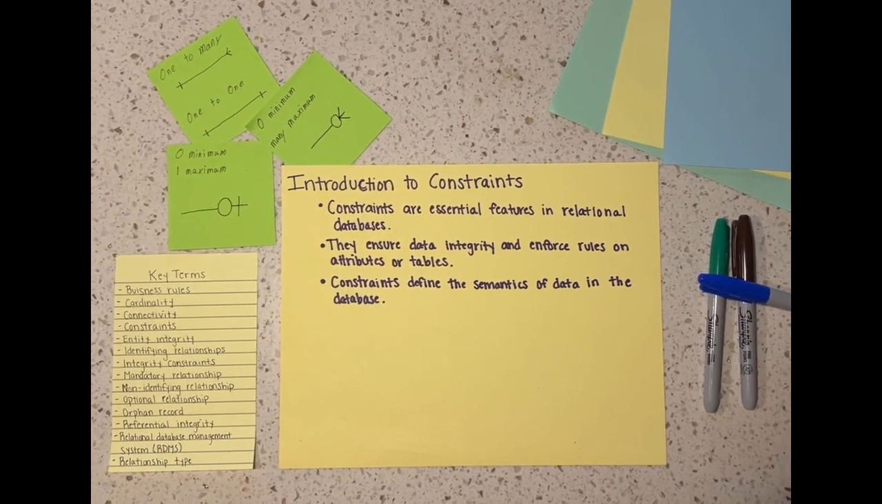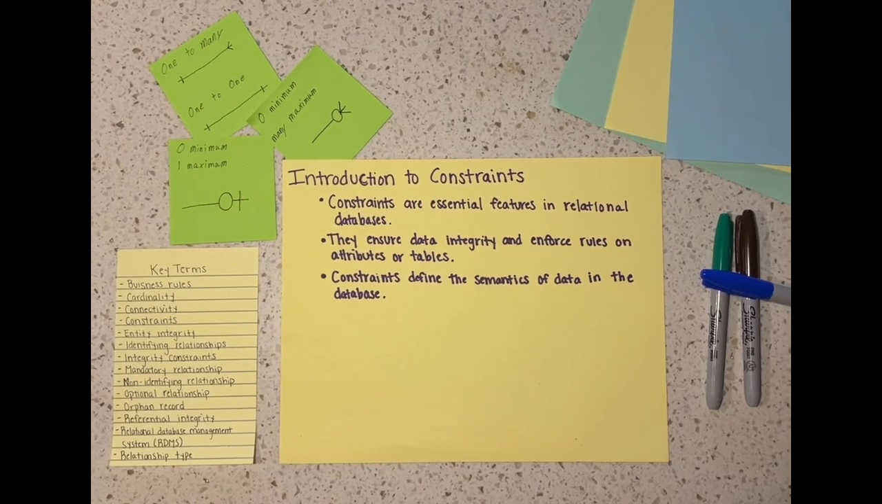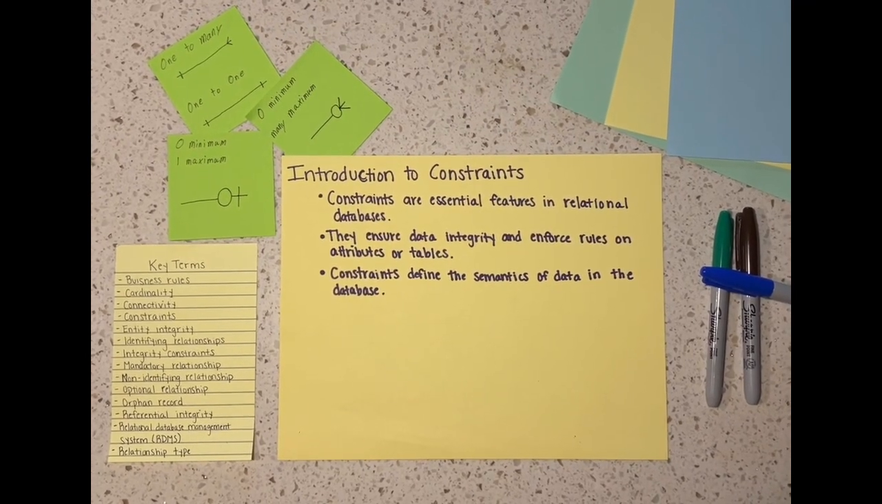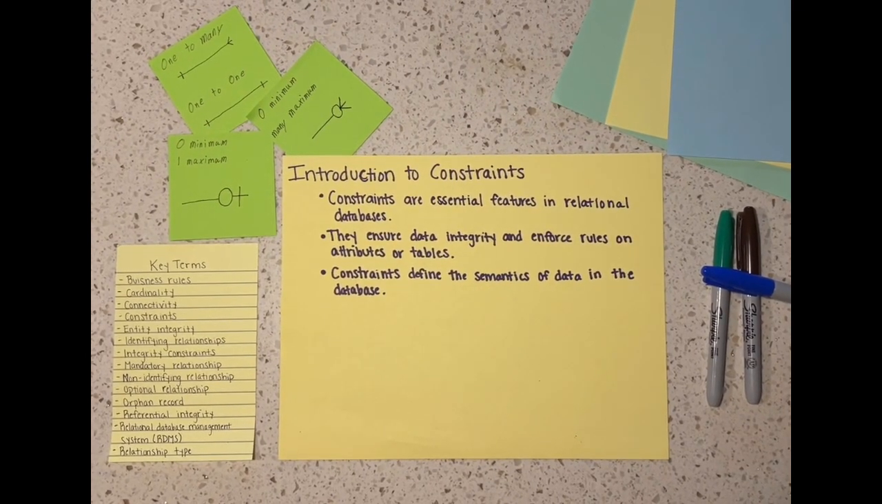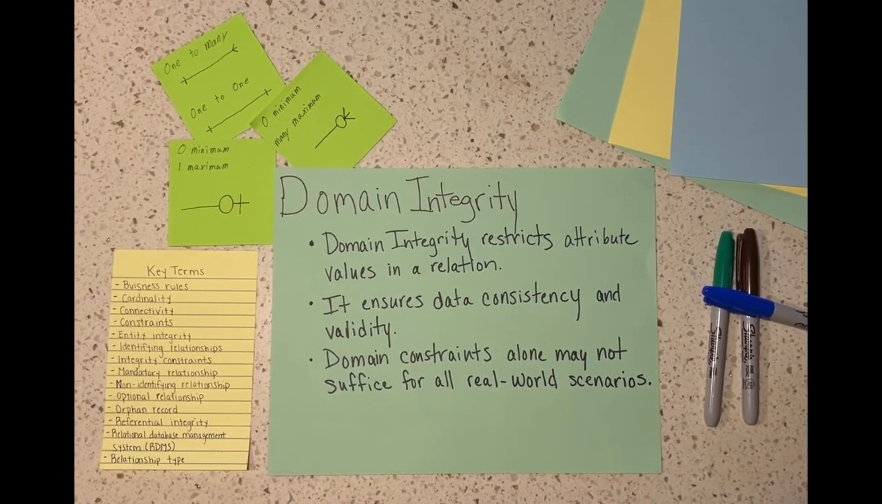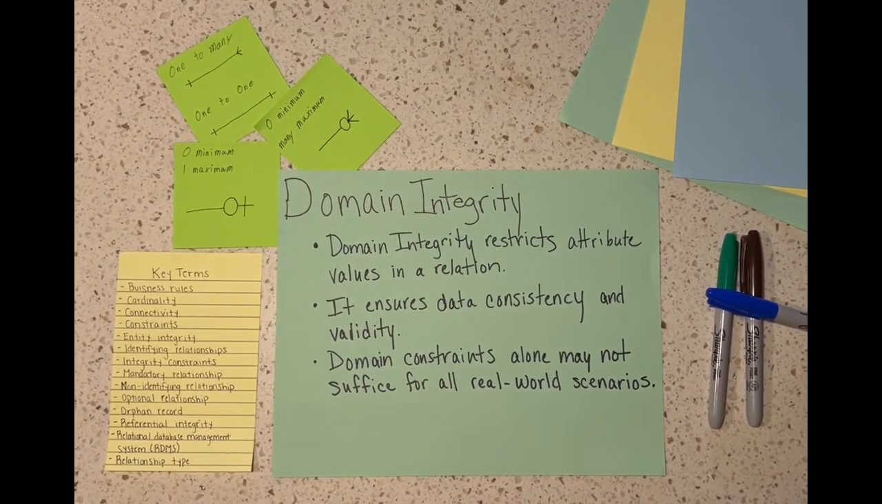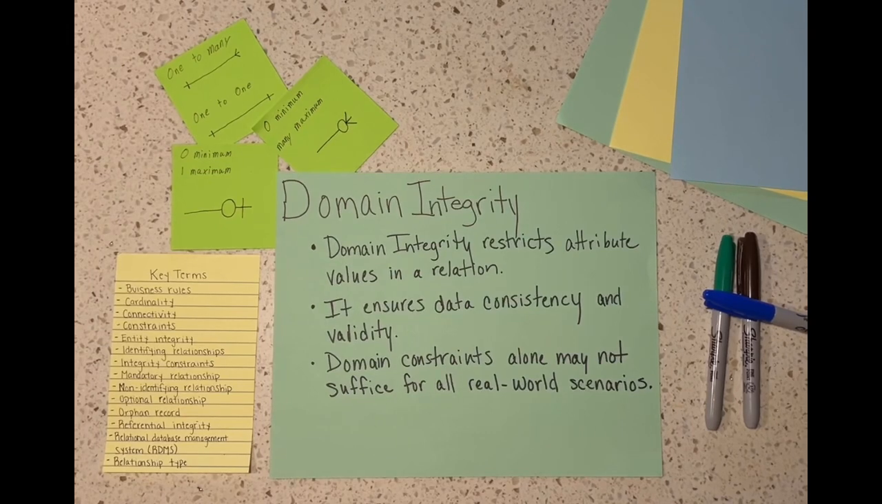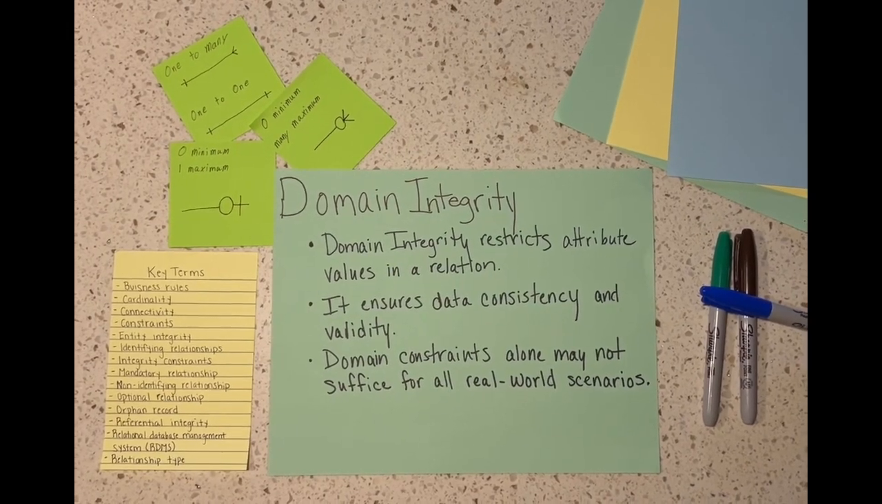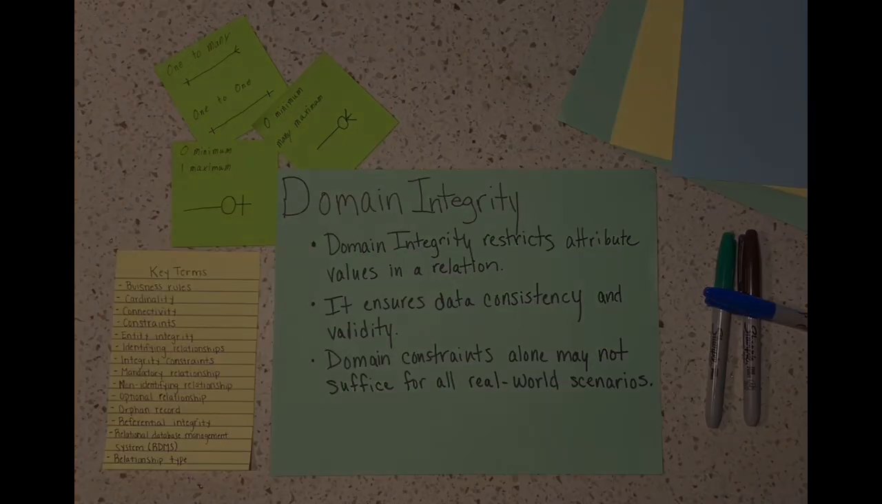In our first slide, we introduce the concept of constraints. These are crucial features that enforce rules on attributes or tables within a relational database, ensuring the integrity of the data stored. Domain integrity restricts attribute values to maintain data consistency. While domain constraints are essential, they may not cover all scenarios, leading us to more specific integrity and constraints.